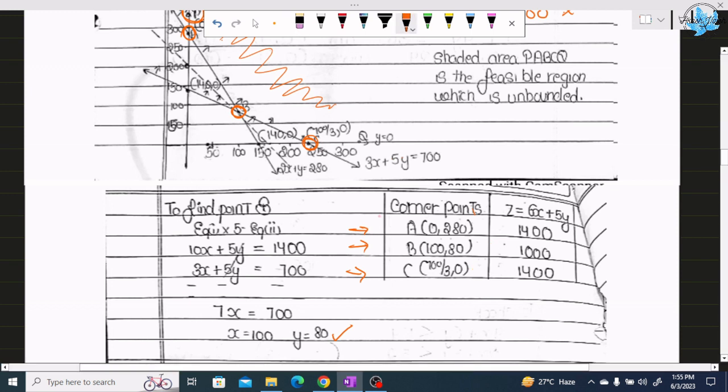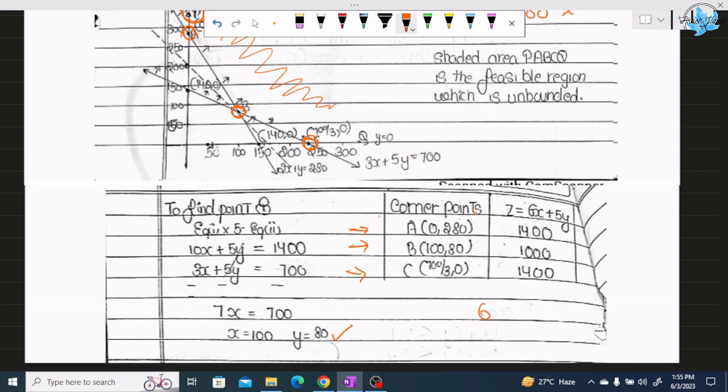So now what is your z? You have your objective function as 6x plus 5y. At the A coordinate, your coordinates are 0 comma 280. It means x is 0 and y is 280. So when you put this in the z function, you will get 1400. When you put the coordinates of B, that is 100 comma 80, you will get the z value to be 1000. And when you put x as 700 upon 3 and y as 0, you will get z to be 1400.